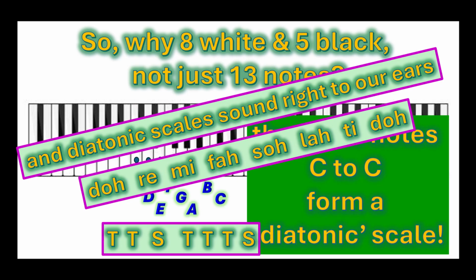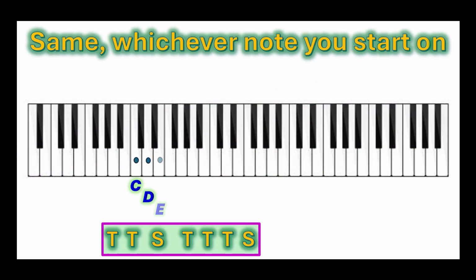And diatonic scales in this part of the world sound right to our ears. Do, re, mi, fa, sol, la, ti, do. And it's not just if you start on C, it's the same whichever note you start on the keyboard. If you start on G, you'll also go up using the same gaps. It was easier to explain using the scale of C because we just went up the white notes.